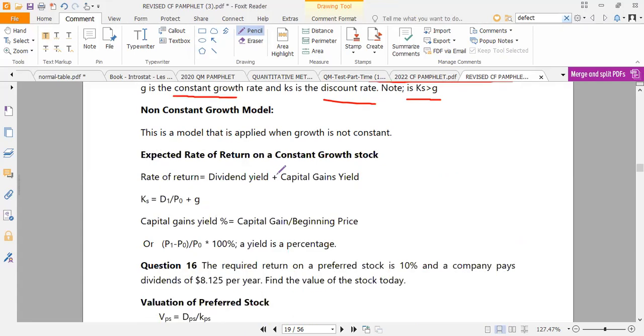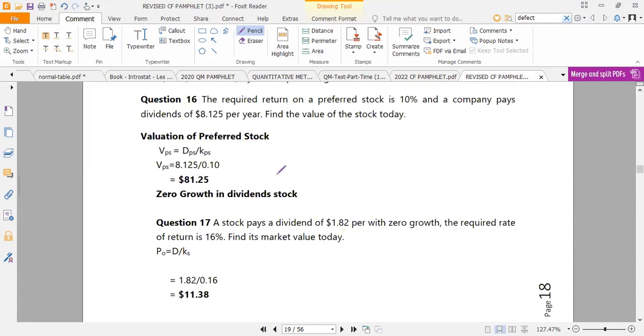So let's look at this example here. The required rate of return for preferred stock is 10%. The company pays 8.125 per year. What's the value of the stock today? This is preferred stock. It's simply the dividend paid over the appropriate discount rate. So 8.125 divided by 10% gives you 81.25.